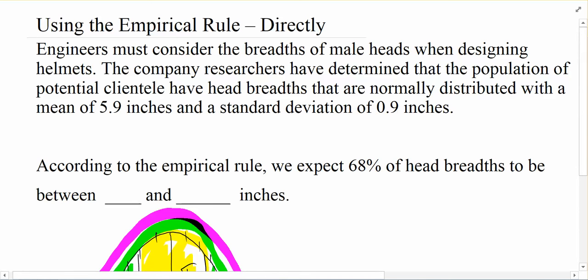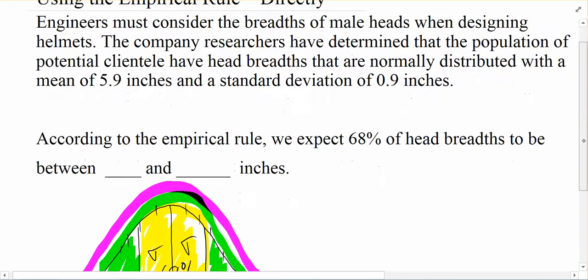Now, how we're going to use that idea: this problem tells us engineers must consider the breadths of male heads when designing helmets. The company researchers have determined that the population of potential clientele have head breadths that are normally distributed with a mean of 5.9 inches and a standard deviation of 0.9 inches. And we want to look at what range of head breadths would fit 68% of heads in this clientele?